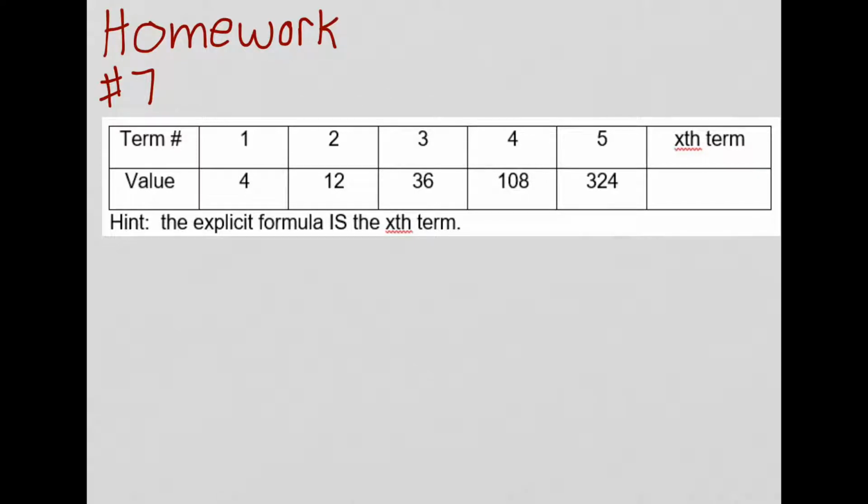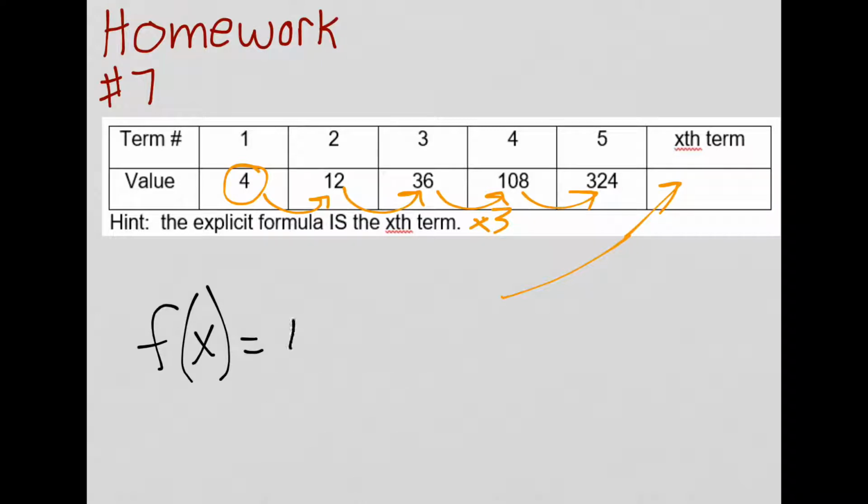So can we write an explicit formula for this sequence? Sure. What's our first term? 4. What's our pattern? Let's see. That's multiplying by 3. Yeah, it looks like we're multiplying by 3 every time. So then our xth term, I don't have room to write it in that box, but I'll write it right here, is our explicit formula. F of x equals the first term, which is 4. The pattern was 3, and this is geometric because I'm multiplying, so I need an exponent. Teeny tiny font. And I'm done. See? Not very hard.